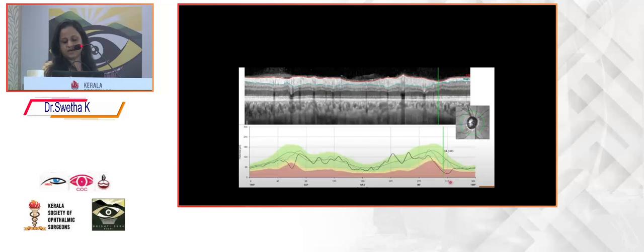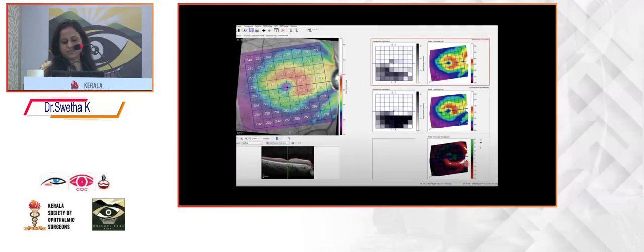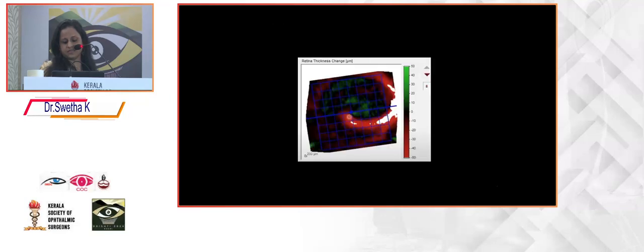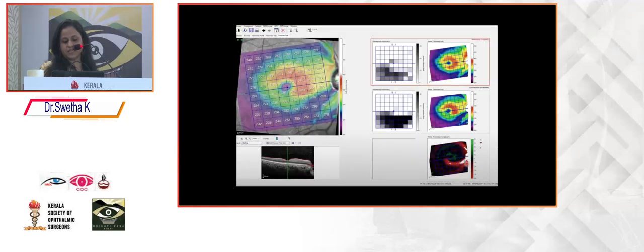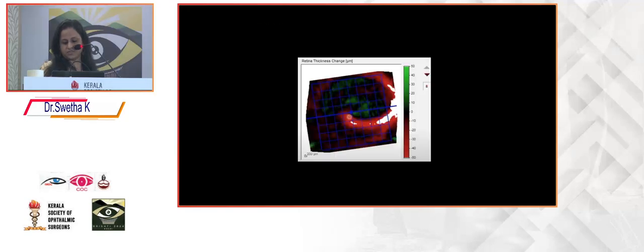If you see the lines here, there are 2 lines: the darker one is the current examination and the light grey region is the baseline. You can see in the temporo inferior area there is significant reduction and a dip into the red area. And if you see the posterior pole, whatever is in red is shown as thinning. So there is significant thinning in the superior and inferior RNFL region.